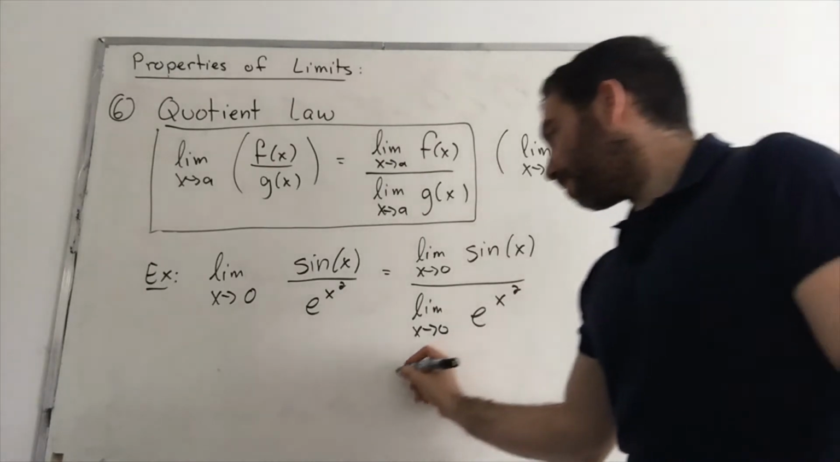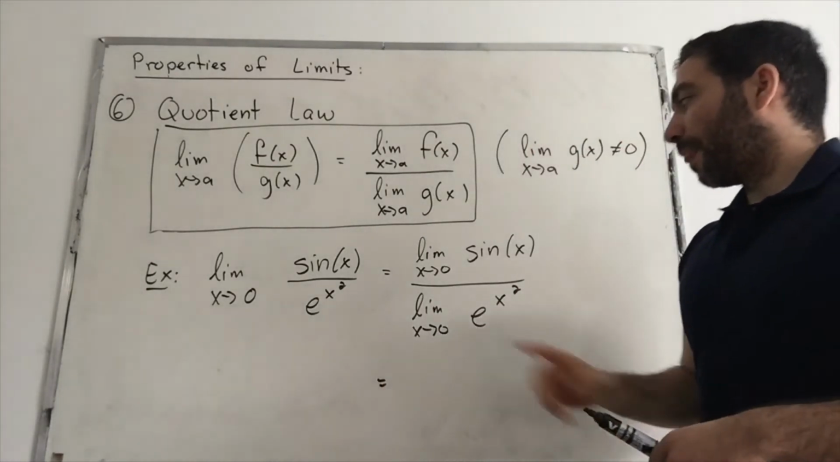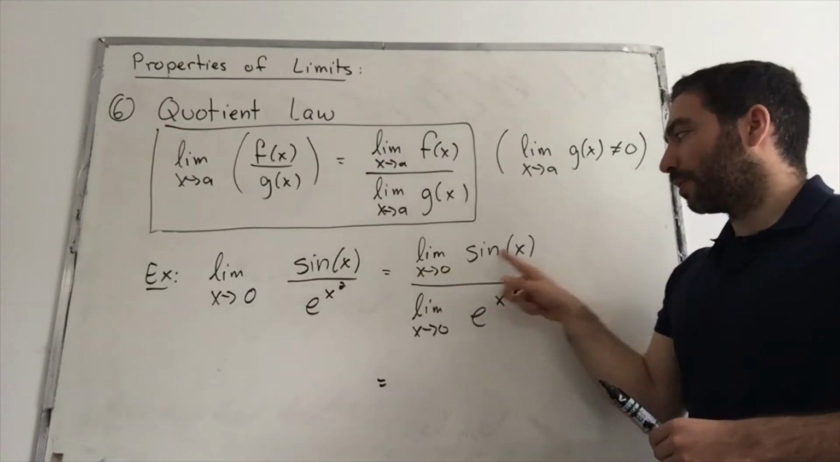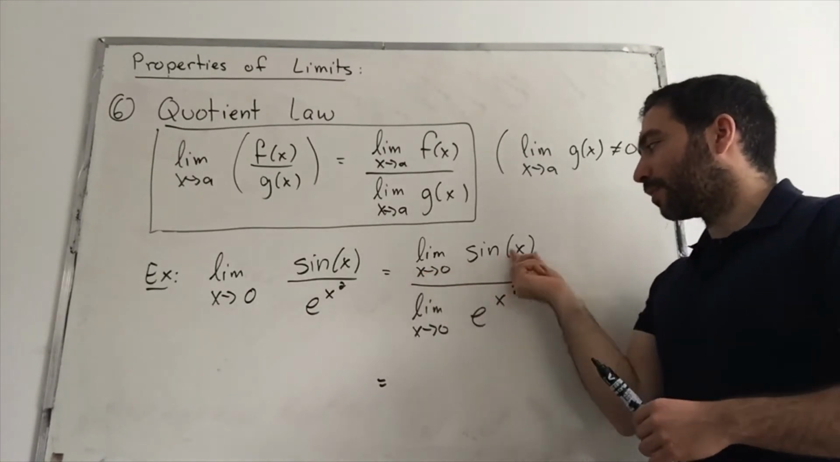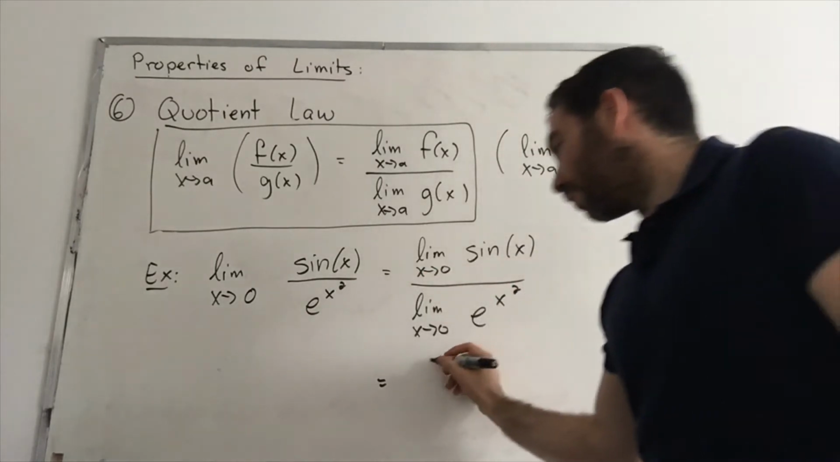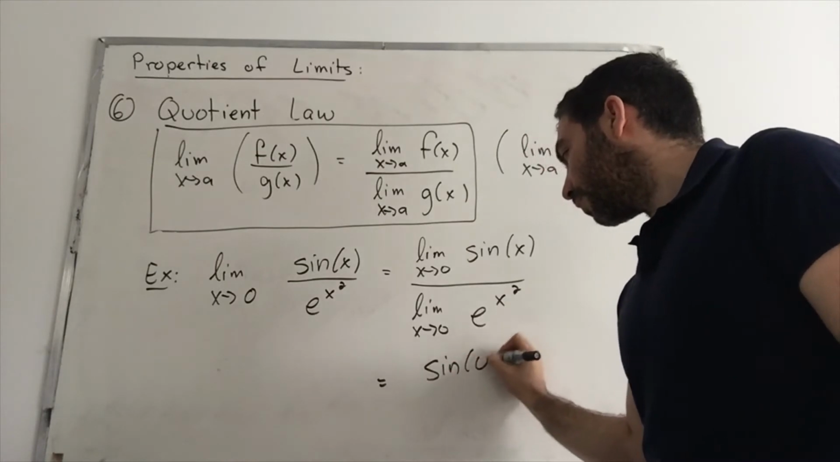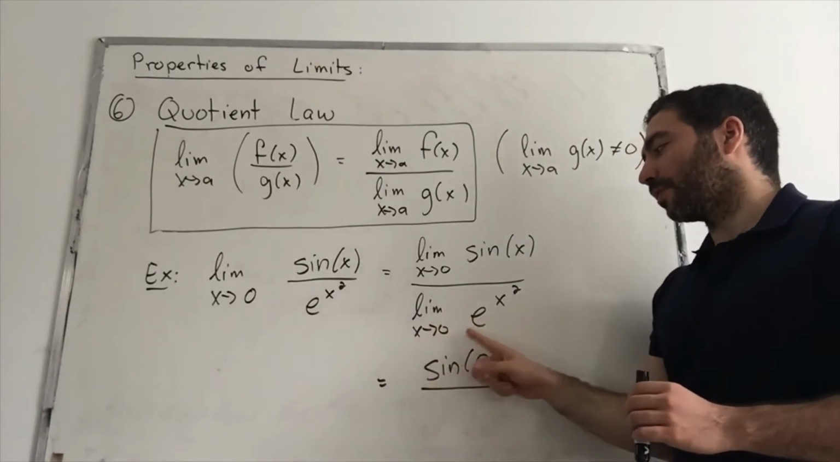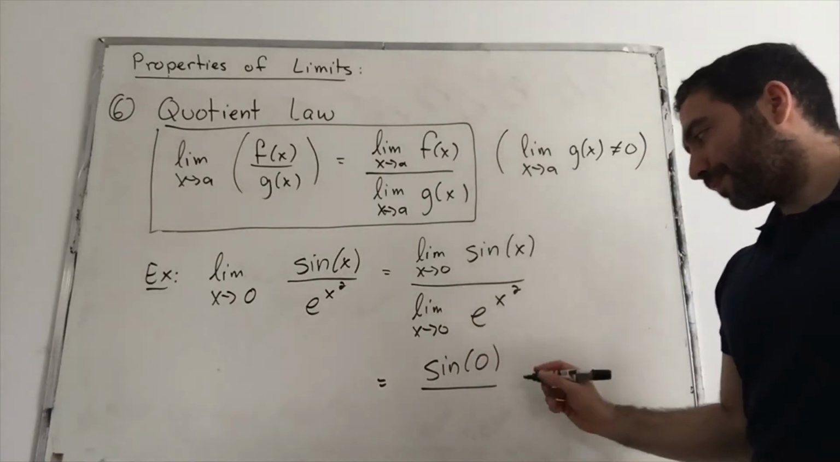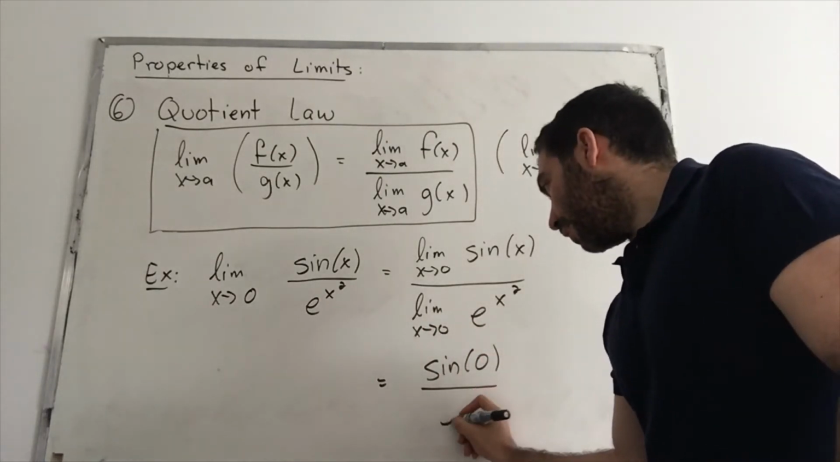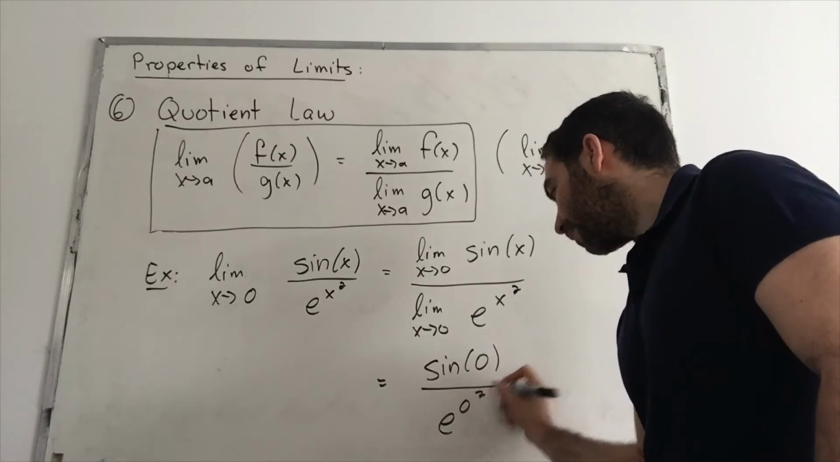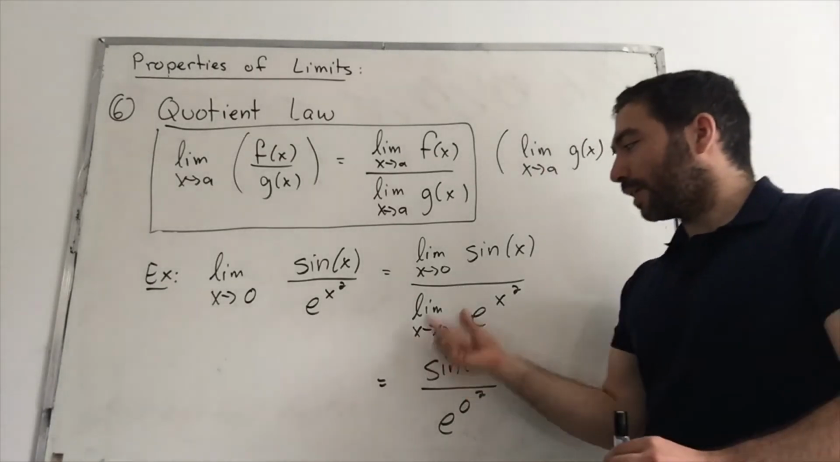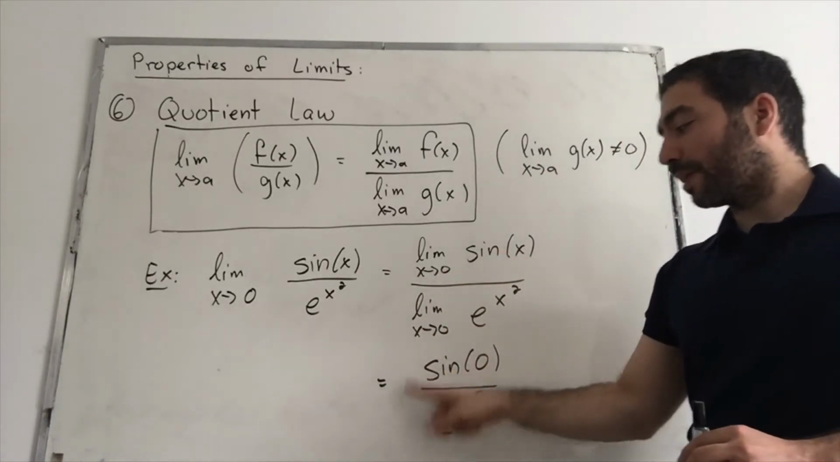So we're essentially taking the limit as x goes to 0 of sine of x. We're substituting the x with 0. So on the numerator we have sine of 0, and on the denominator we have the limit as x approaches 0 of e to the x squared. So it's going to be e to the 0 squared. Okay. Notice that now that I substituted the limit, we do not write it anymore.